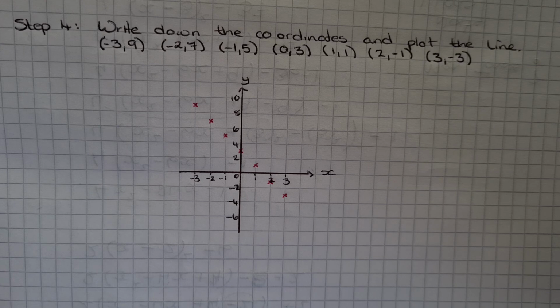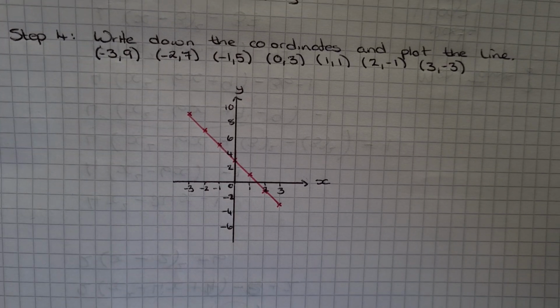So your points should form a straight line, and you should be able to put a ruler through them. If you're finding that your points are not forming a straight line, then you've probably gone wrong somewhere in your calculations when you were working out the y values. So just go back and check that you've done them all correctly. And that is how you draw straight lines with negative gradients.